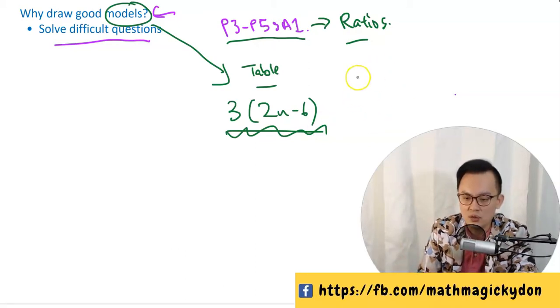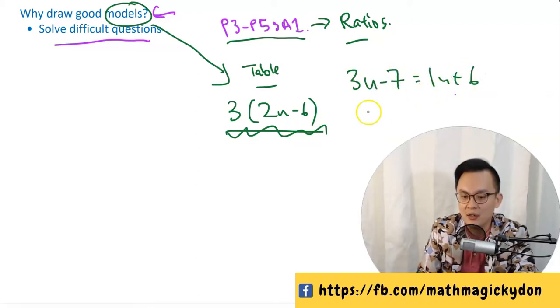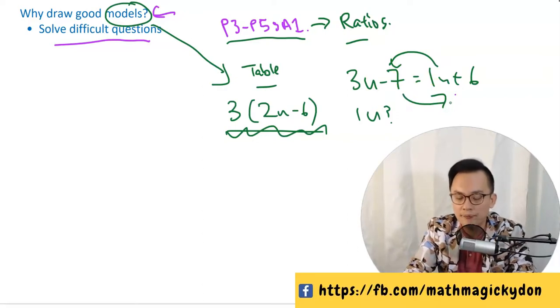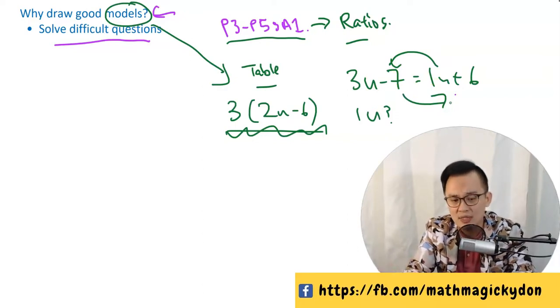The other situation is also this, when you have questions where 3u minus 7 equals 1u plus 6, and then you need to find one unit. Wow, when they see this kind where you need to flip over, it's very, very hard for them. It's so easy for adults to use this, but models will help you to solve this kind of question much more easily.